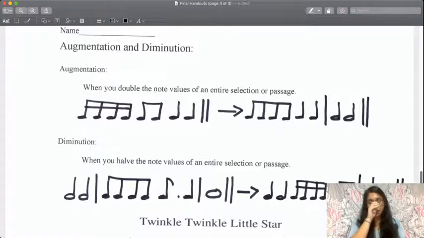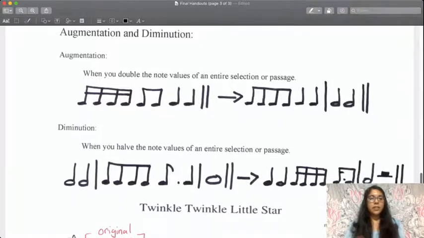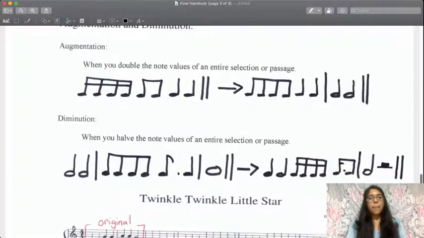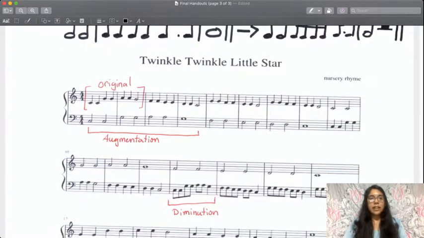So I think it's a fairly simple concept. So augmentation, the note values double in length. Diminution, the note values halve in length. And I have a cute little selection right here for you. So this is Twinkle Twinkle Little Star.